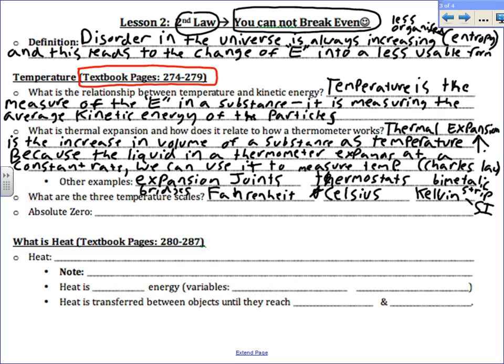0 is freezing, 100 is boiling. It's a lot easier to use. And there's a way to calculate between Fahrenheit, Celsius, and Kelvin. But you'll see a lot of science in Celsius. Kelvin is a standard unit.